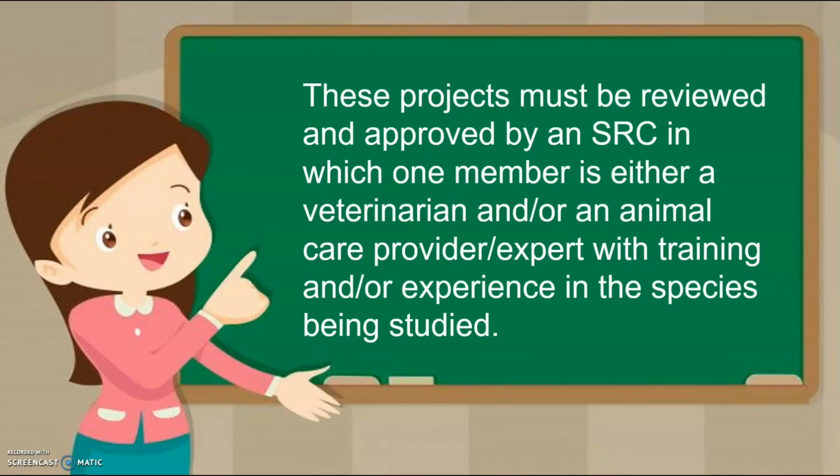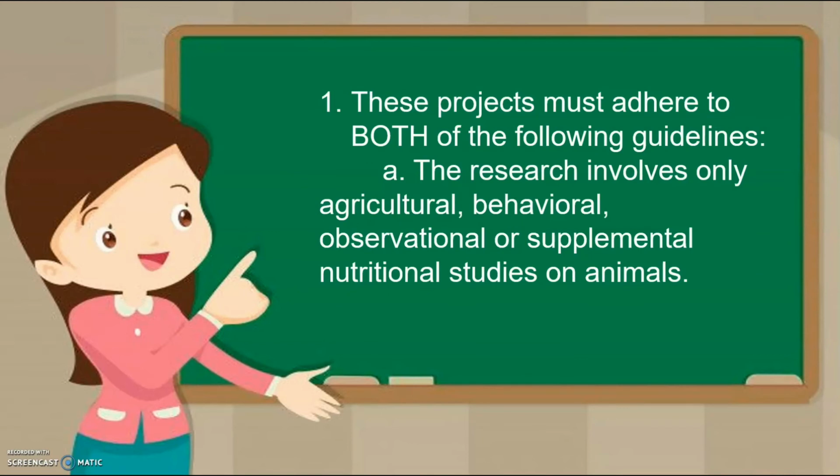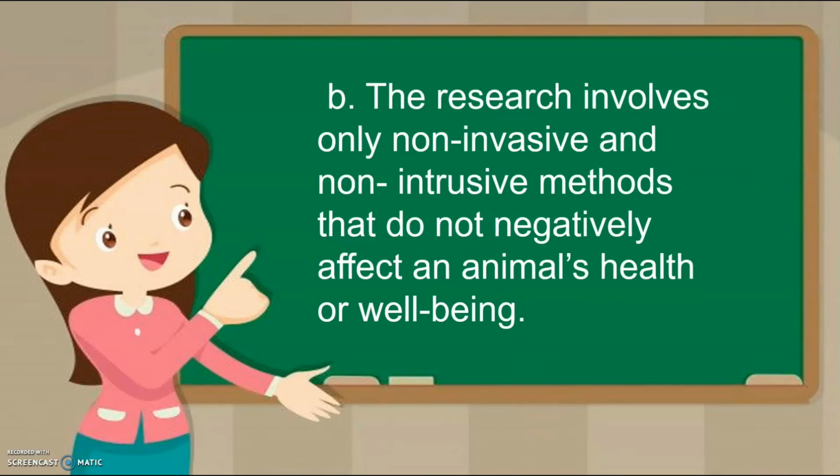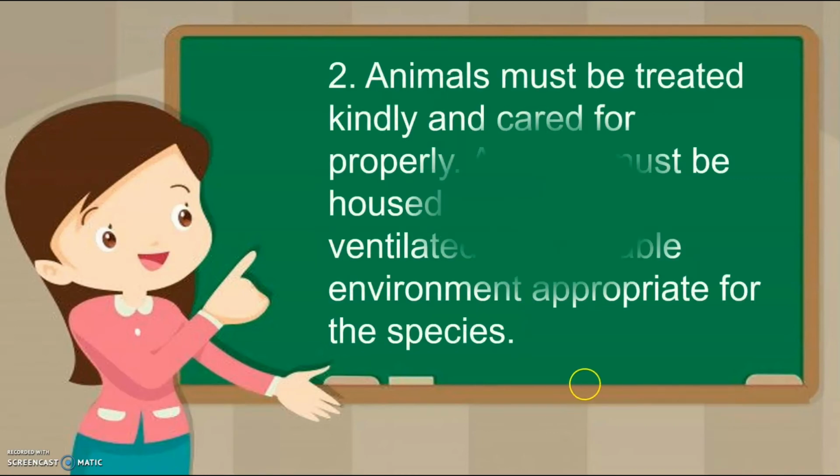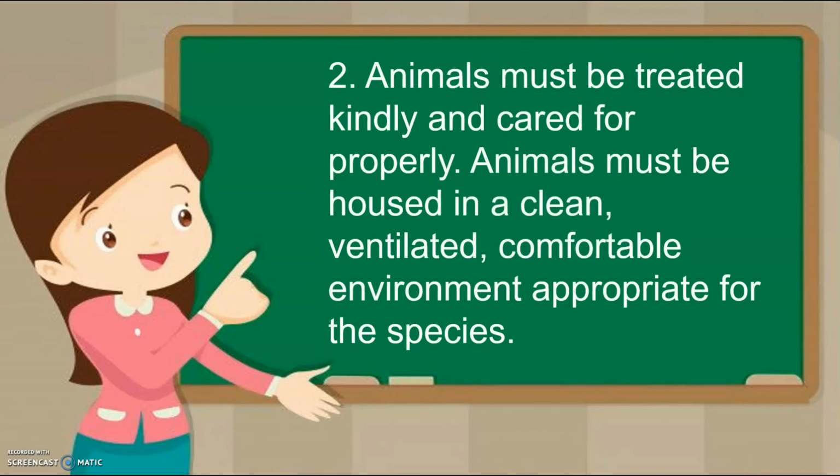This project must be reviewed and approved by the SRC, in which one member is either a veterinarian or an animal care provider expert with training and or experience in the species being studied. Always remember that these projects must adhere to both of the following guidelines. Number 1, the research involves only agricultural, behavioral, observational, or supplemental nutritional studies on animals. Or the research involves only non-invasive or non-intrusive methods that do not negatively affect an animal's health or well-being. So when we say non-invasive and non-intrusive, it is not very dangerous and harmful to the animals. Number 2, animals must be treated kindly and cared for properly.